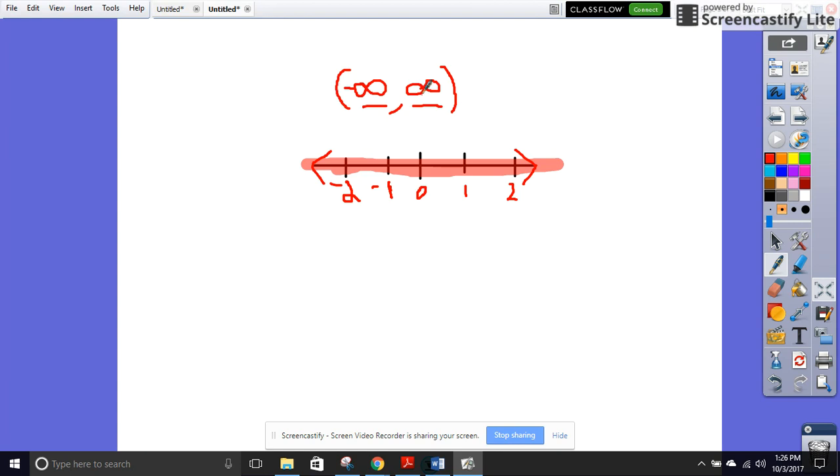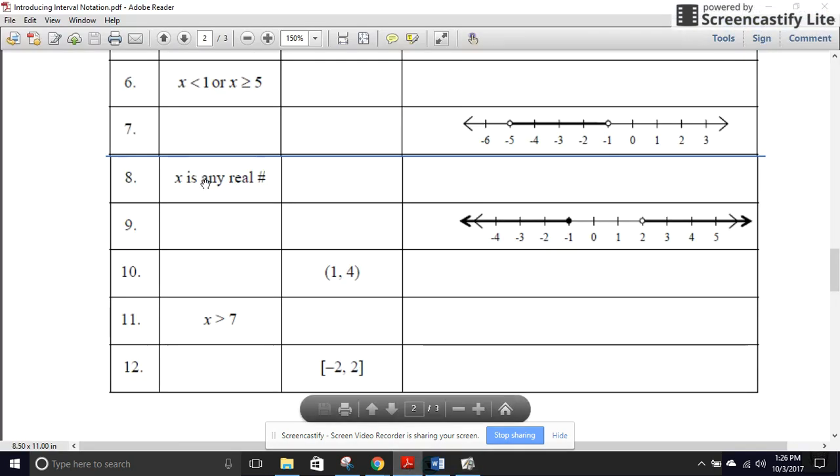Okay, you can't use inequality notation to say all real numbers. You have to write it out in words. That's why this one doesn't have a symbol. It just says x is any real number. They could have replaced the word any with all. X is all real numbers. Okay, but that's what that one would look like.